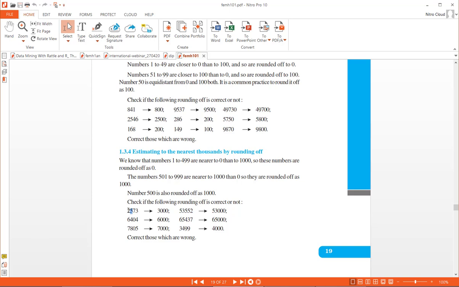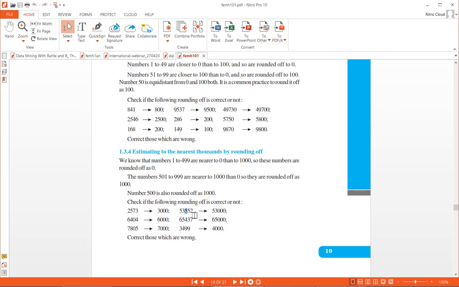So I will change this by 1 because 5, by convention, we add 1 to the next place. So this will become 3000. For this, it will become 0. So this will become 6000. For this, it is again greater than 5, so it will become 8000. Oh yeah, this should be 8000.